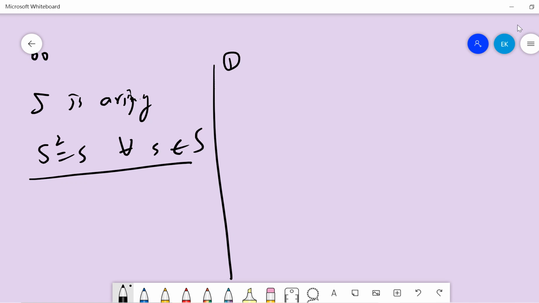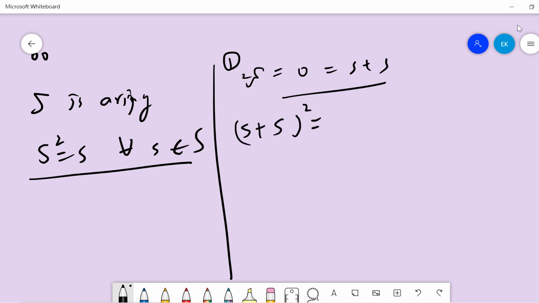Okay, so the first one is 2S equals 0. Basically, it's S plus S. To prove this, we can do S plus S squared. This is 4S squared. Basically, it equals 2S.